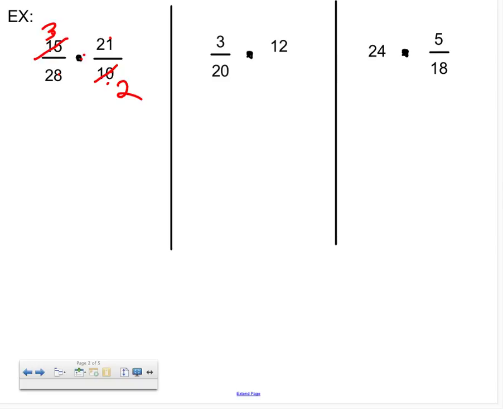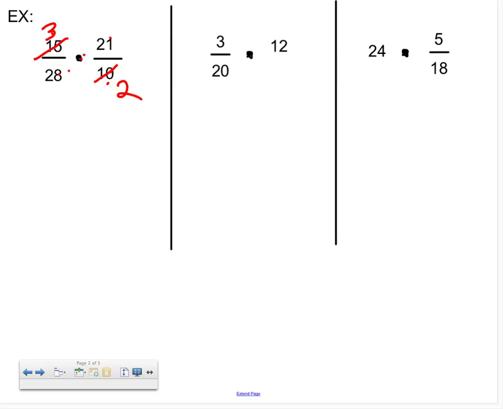But 21 and 28 both can be divided by 3. 28 divided by 3. Actually, 28 can't be divided by 3, my bad. 21 can, but 28 can't, so that's unfortunate there. Let's see here. 28 can be divided by 4, I believe, but 21 can't, so that's unfortunate there. But we do have a 7, though. 7 can go into both of them, so a little bit higher number there.